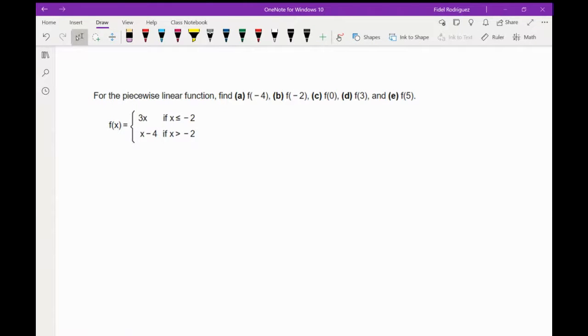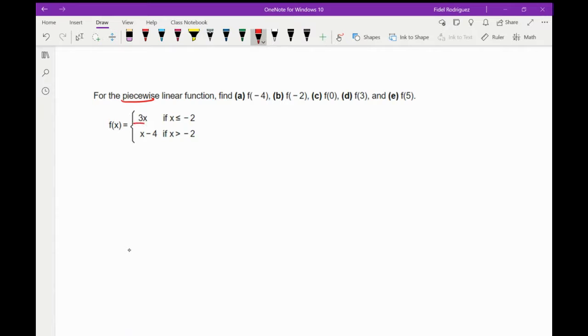It says for the piecewise linear function, find f of negative 4, f of negative 2, f of 0, f of 3, f of 5. Okay, so what piecewise functions are is exactly what they sound like. They have pieces.